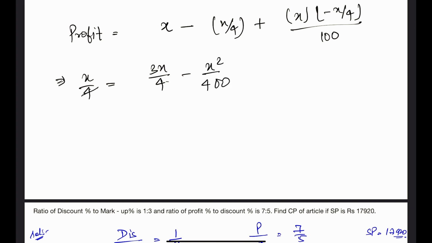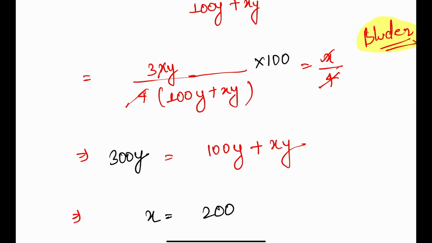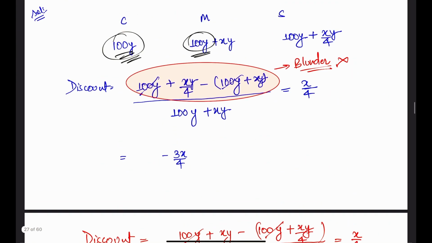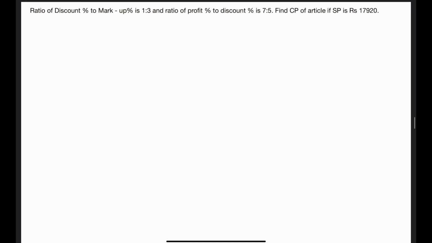So 4 will go away from everywhere, so this will be 1, only here 100 will be there, x will go away, so eventually x will be 200 from here also. This is a mistake I did earlier, the blunder again here in this one. So yeah, this question is also solved. The answer of this one is 33.33%.